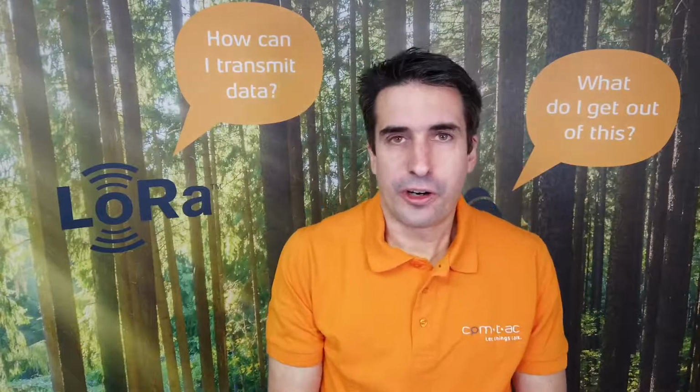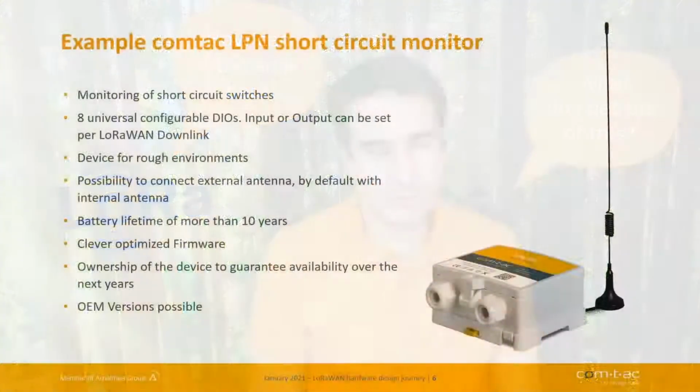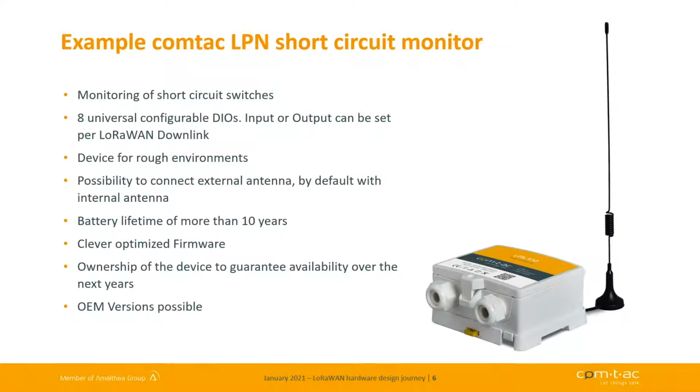Today, we'd like to show you the design process on a new product. We already launched it. We call it the short circuit monitor. It's a pretty cool device. We didn't see that on the market up to now because it has 8 universal IOs. That means you can configure each IO as an input or as an output as you need it in the field. That's pretty cool because you can configure it by LoRaWAN downlink message, and you can have the device fit exactly to your application in the field.